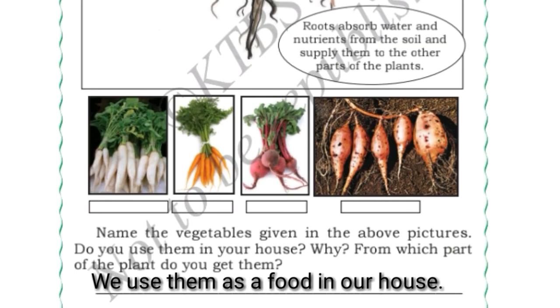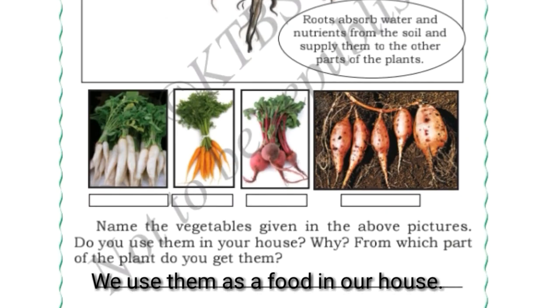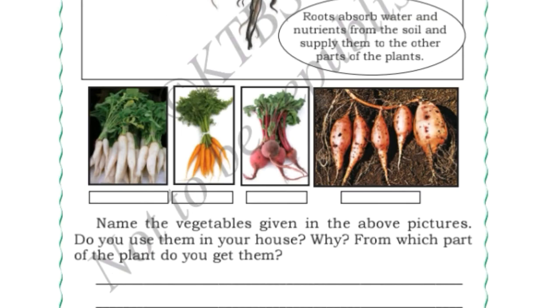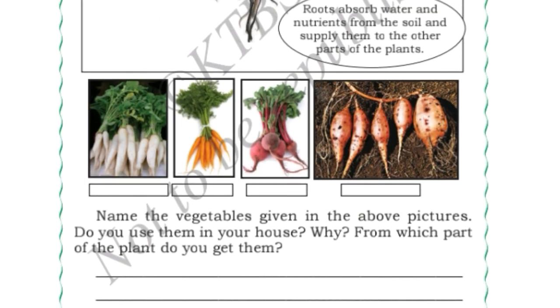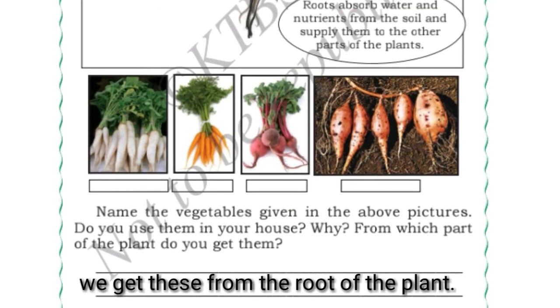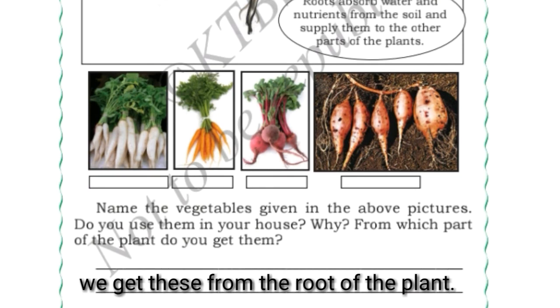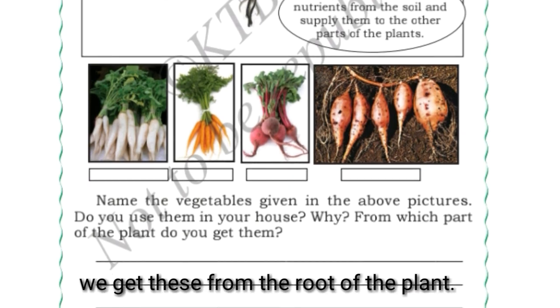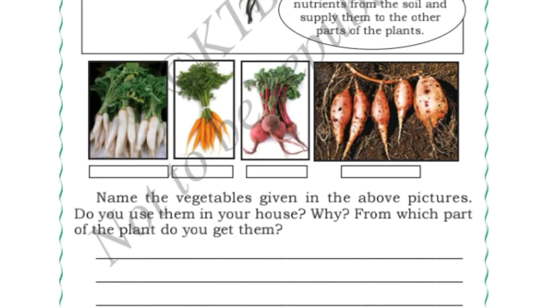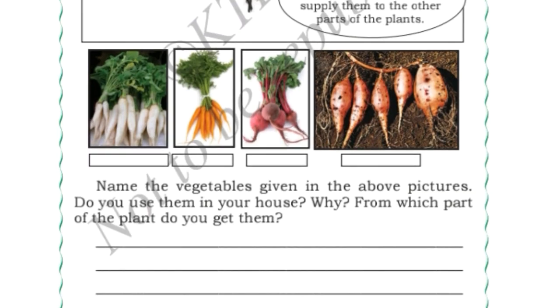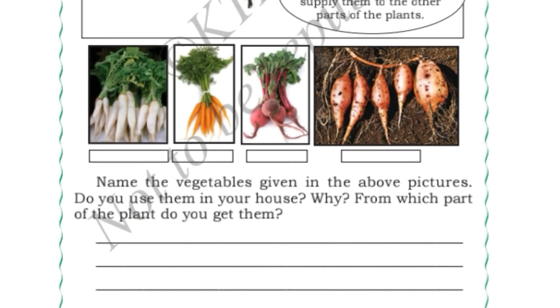Yes, as I have told you, we get all these vegetables from which part of the plant? We get this from the root of the plant. These are the vegetables which grow under the soil as a root of the plant. So we get these from the root of the plant. Okay, so all these roots which we eat. Okay, next.